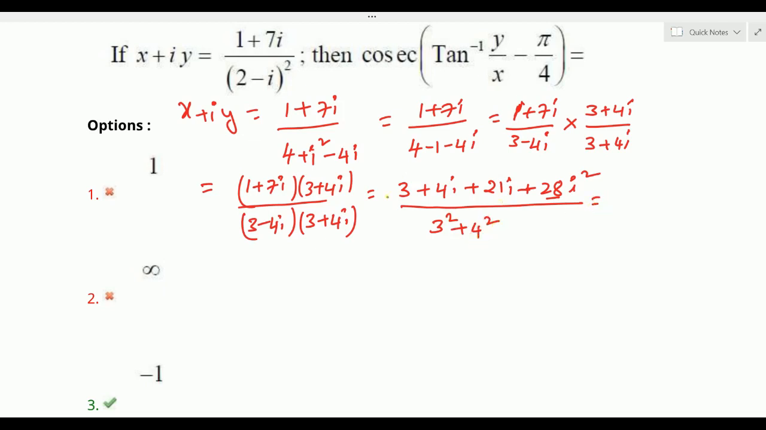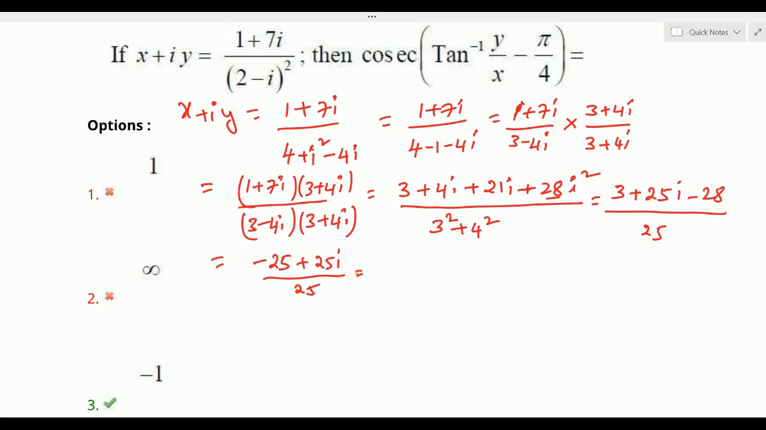Therefore this result 3 plus 21i plus 4i is 25i, with minus 28, 28 minus 28 ఎందుకైంది i square అంటే -1 కాబట్టి. Denominator 3 square plus 4 square, 9 plus 16, 25. ఇలా మినిమైజ్ చేయండి క్యాలిక్యులేషన్. So what is the numerator? 3 minus 28 అంటే minus 25, that is real part, plus 25i imaginary part, by 25 as it is.